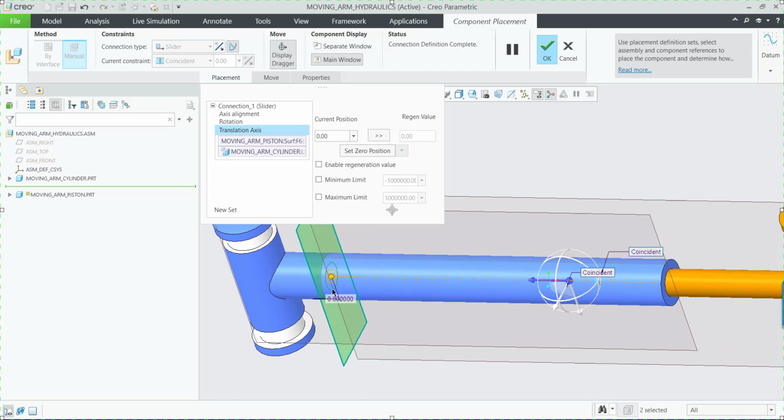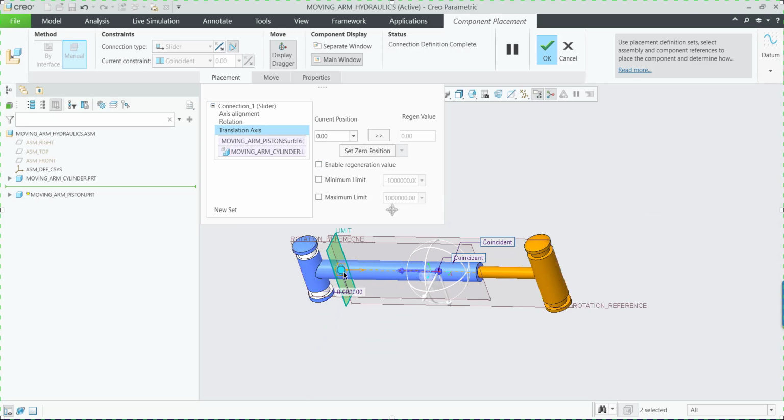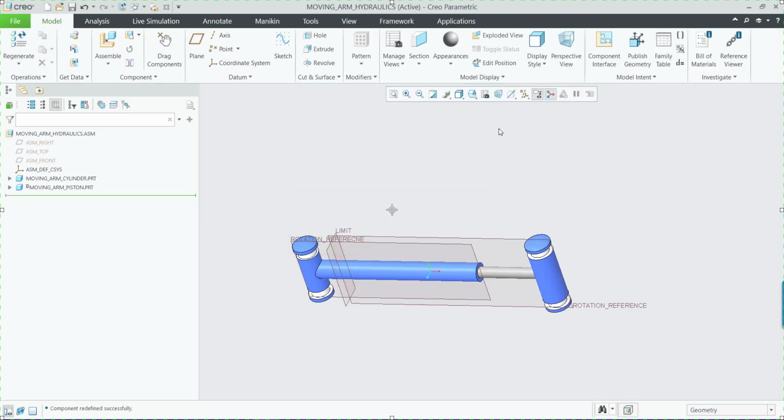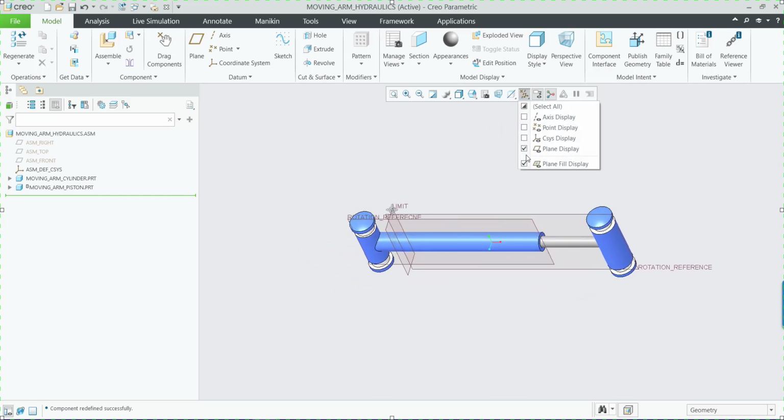Then I am just ensuring that the connection axis is moving out. So that's what I want. From the 0 position it should move out. So the direction is right, and I will just set the regeneration value for the 0 position, and the minimum limit I would say as 0. The max limit I would say as 40 mm. So this way I am completing the definition of this moving arm hydraulics.